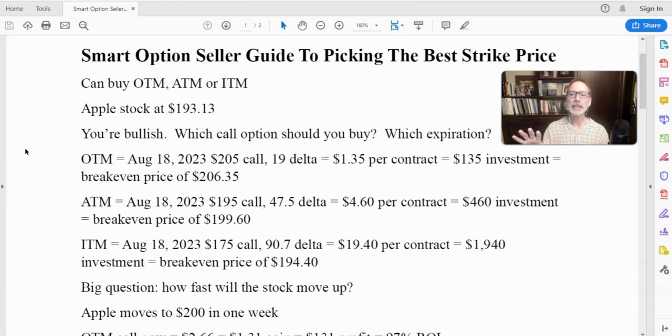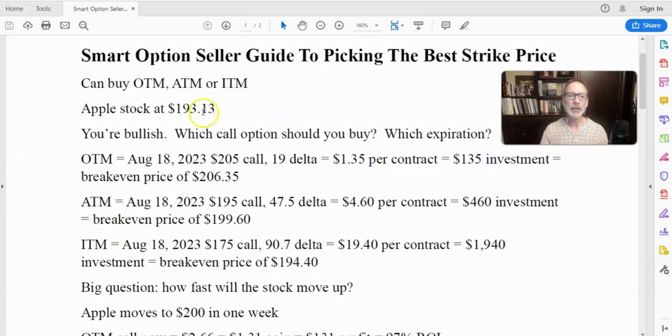So we're going to look at an example using Apple as our stock here. And we're going to take a bullish position, meaning we're going to buy call options, and we're going to try to figure out which is the best strike price to buy. How do we see which one is going to be the best? We're going to see how the option price moves over a certain amount of time. We're going to look at the return on investment, the dollar gains as well. So what we're going to do here is look at an at the money, an out of the money, and an in the money strike price.